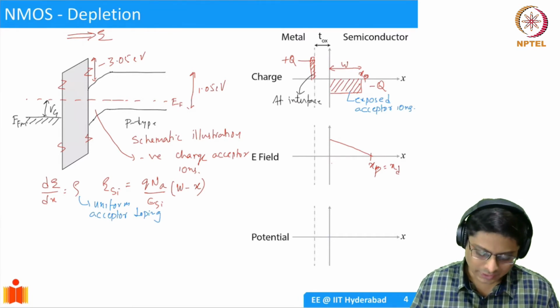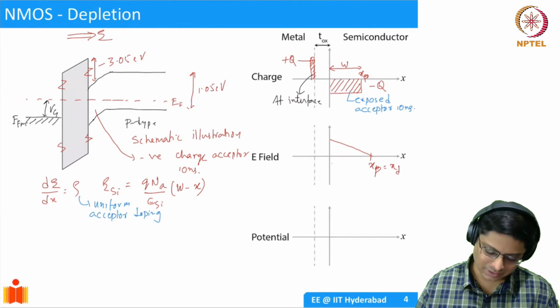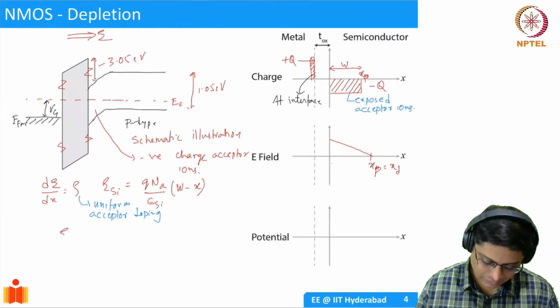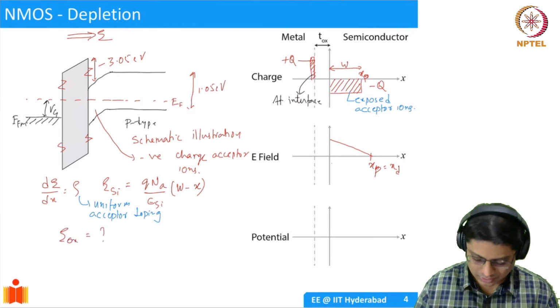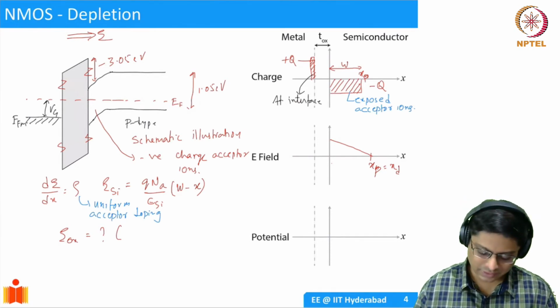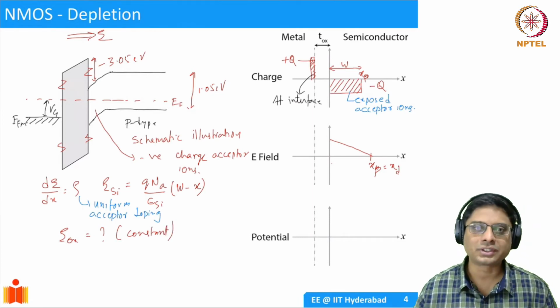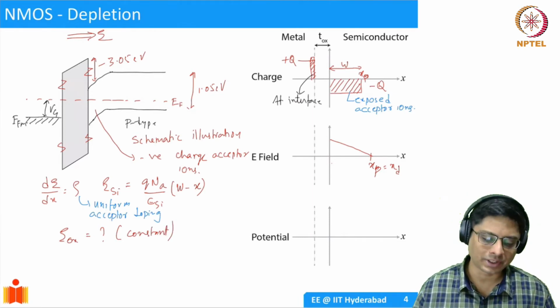All right. So now what should happen to the electric field in the oxide? If I call this the electric field in the oxide, how much? Because there are no charges in the oxide, we know that it should be constant. But what is that constant? That's what we need to determine.